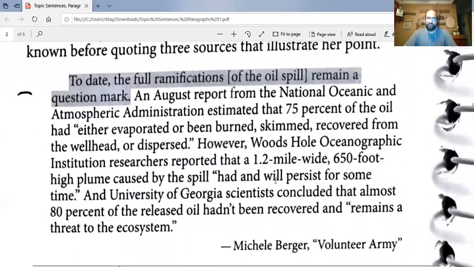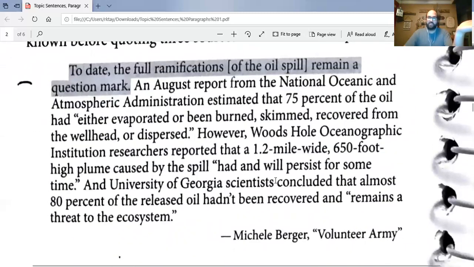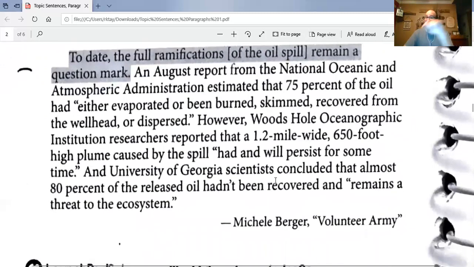And then another topic sentence. This one says, "To date, the full ramifications of the oil spill remain a question mark." So this is talking about the BP oil spill. The paragraph should only talk about the full ramifications that are unknown about it. So it shouldn't talk about anything else.